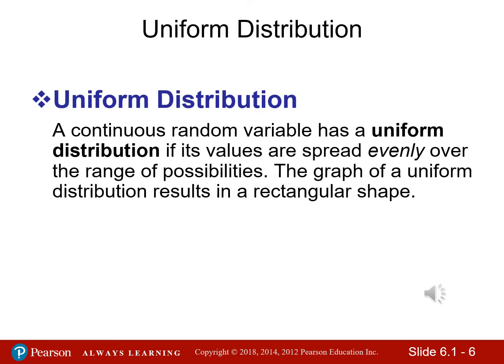While the focus of this chapter is the normal probability distribution, we will first look at the uniform distribution. A continuous random variable has a uniform distribution if its values are spread evenly over the range of possibilities. The graph of a uniform distribution results in a rectangular shape.